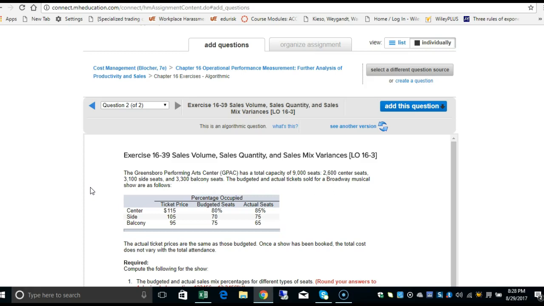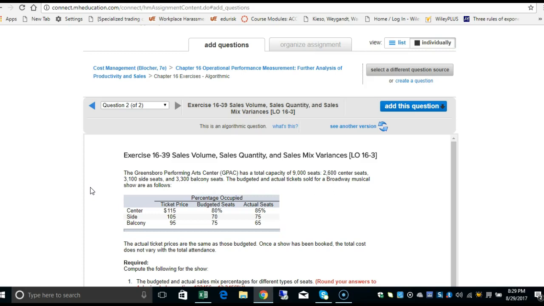So let's read the problem. The Greensboro Performing Arts has a total of 9,000 seats. 2,600 seats are center seats, 3,100 seats are side seats, and 3,300 are balcony seats. The budgeted and actual tickets sold for a Broadway musical show are as follows. For the center seats, the ticket price is $115. The side seats are $105. The balcony seats are $95.